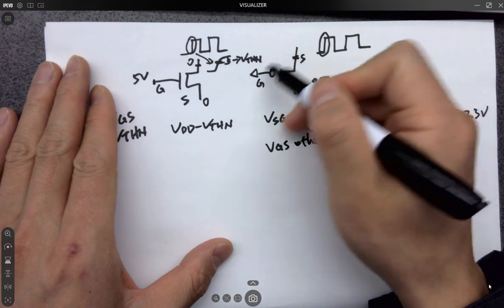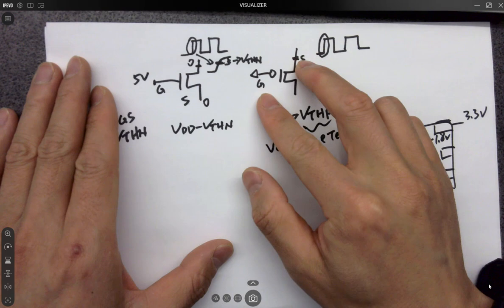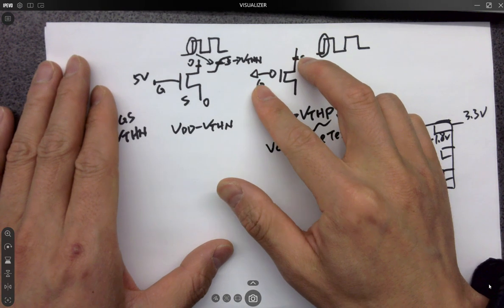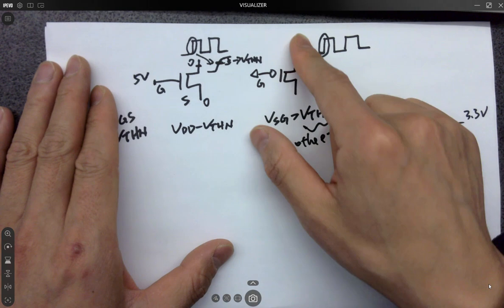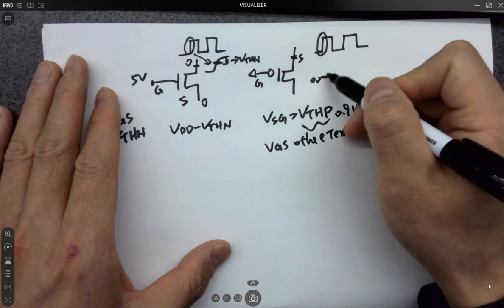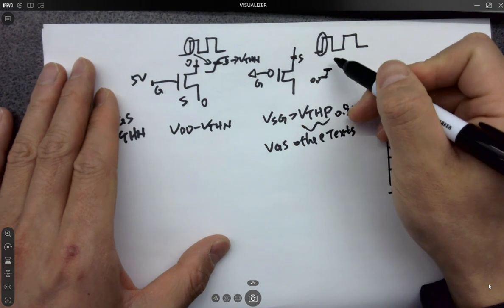What is our VSG? If S is 0 volts, what is VSG here? 0 volts, right? So it's lower than VTHP. So it's going to shut it off. No current can go through the channel. So in that case, it has to rise to a point. And what is that point?